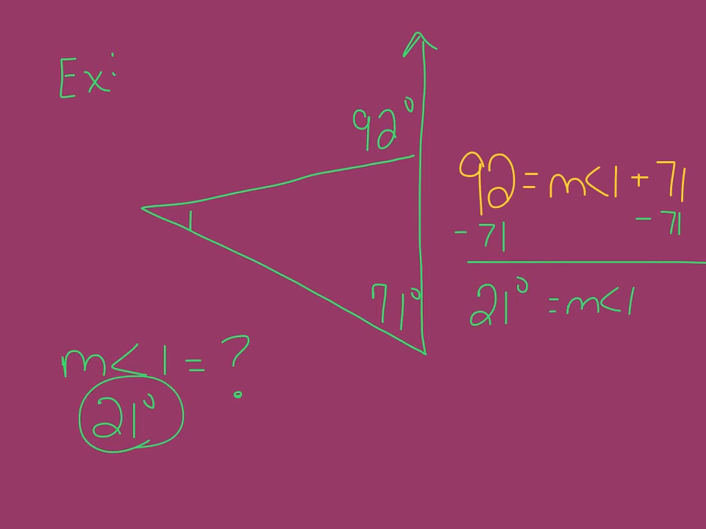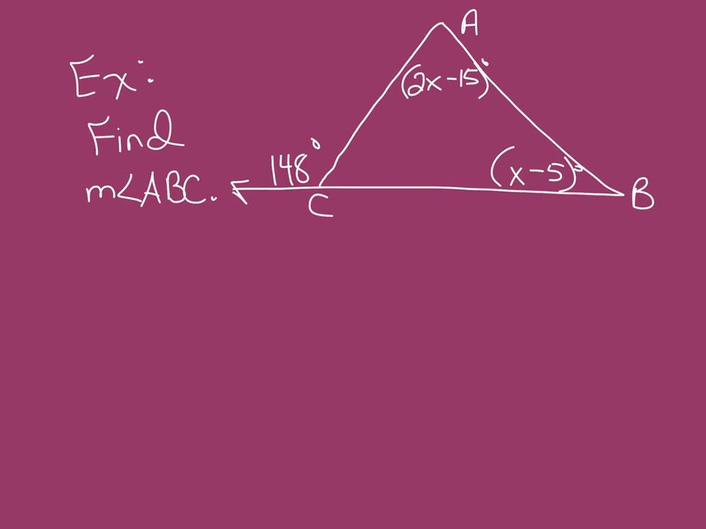We can always check behind ourselves, so let's check it. Does 21 and 71 equal 92, the exterior angle? Yep, it does. So if you're given the exterior angle, then you just subtract one of those remote interior angles to find the missing remote interior angle. If you are given the two remote interior angles and you have to find the exterior angle, you add those together. Okay, all right, let's do the last problem.